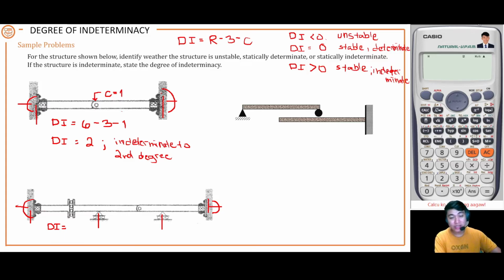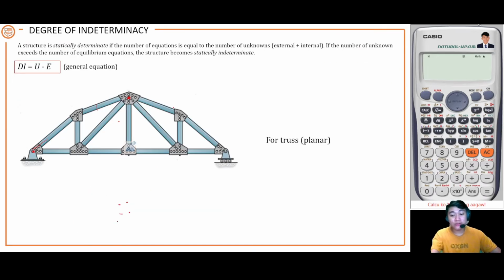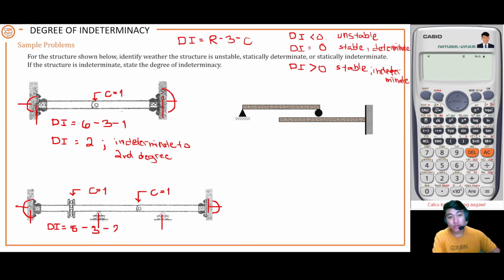3 plus 3, 6, 7, 8 reactions minus a fixed number 3 minus number of special conditions. This is an internal hinge, so C is equal to 1. This is an internal glide, so C is equal to 1. So again, these are your guide for the number of special conditions. So minus, the number of C here is 2.